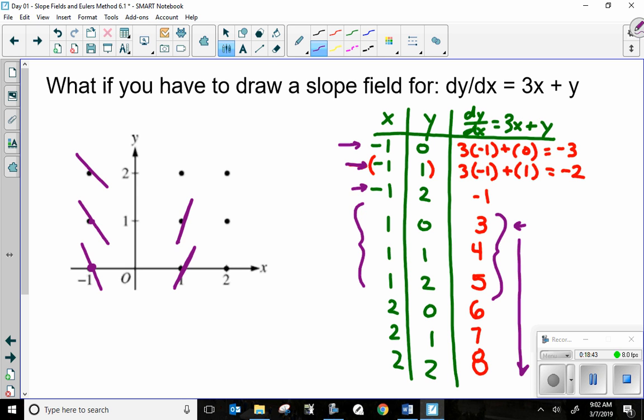4, steeper. 5, steeper. 6, steeper. 7, steeper. 8, steeper. Okay, as long as it kind of gradually gets steeper, you're going to be okay. No one's going to take a ruler and measure these things. There has to be some common sense involved.